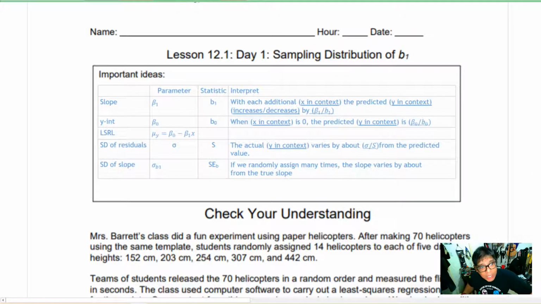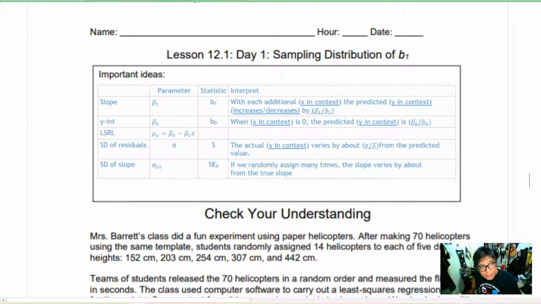The standard deviation of the residuals, we're going to talk about that quite a bit. And you would imagine that if the linear relationship was a good linear relationship, if it really showed something, then the standard deviation of the residuals would be really small. Now we use sigma to be the true standard deviation of the residuals, and we use S to be our approximation of that standard deviation.